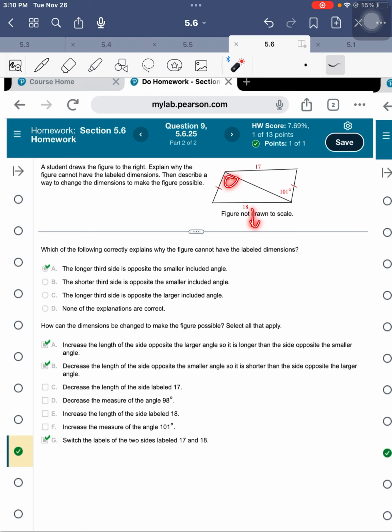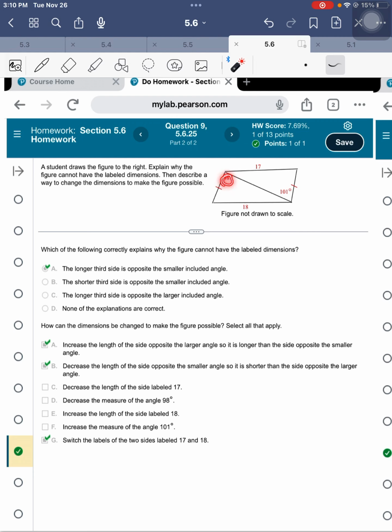Or we can do what? Decrease the length of the side opposite the smaller one to make this one smaller, so that it's shorter than the side opposite the larger. Yeah. What if we decrease the length of the side labeled 17? This one. So we know this and this is true. Well, if I decrease the length of this 17, that's going to make my answer look even more crazy.